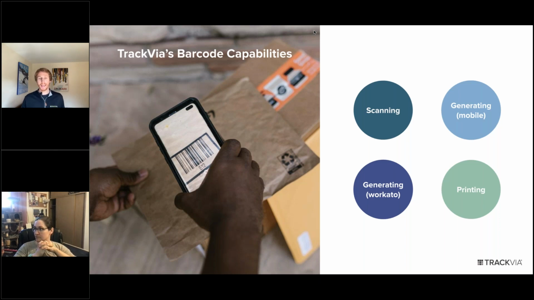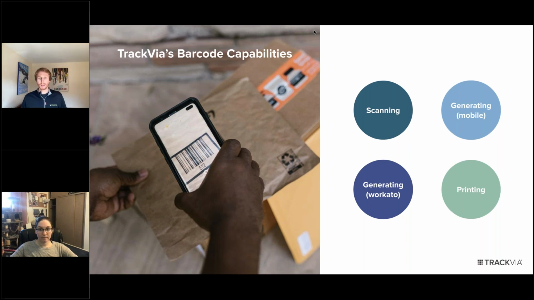Okay, so scanning is the first piece of functionality that TrackVia has. The second piece is around the generation of barcodes. There are really two main ways, though there are more, that you can generate a barcode from TrackVia. One is by using the mobile device. We have a form capability that lets you take a value that's entered into TrackVia somewhere and convert that into a barcode. You'll see that in Alex's demo. That one is mobile only, so you'll see the barcode on the mobile device.